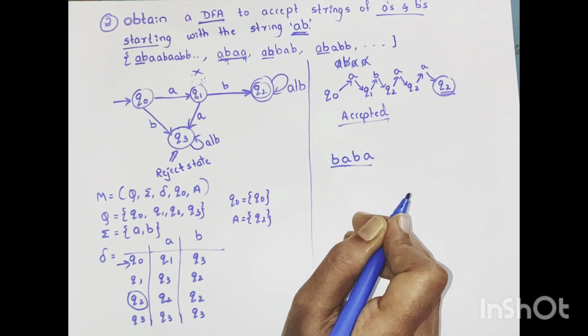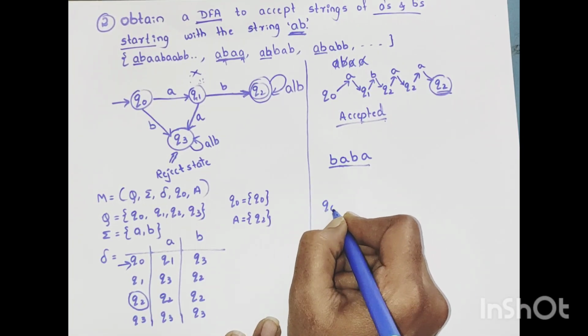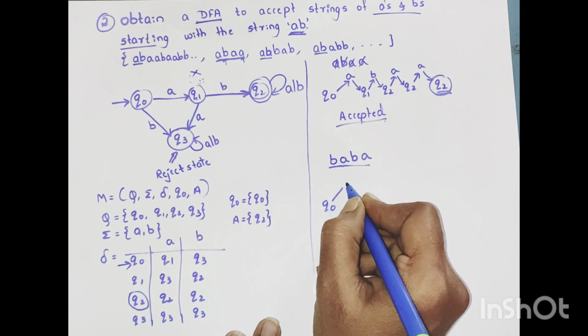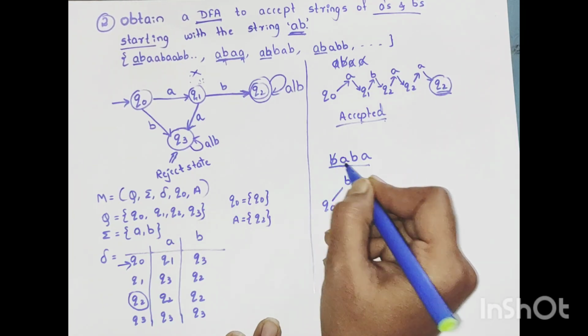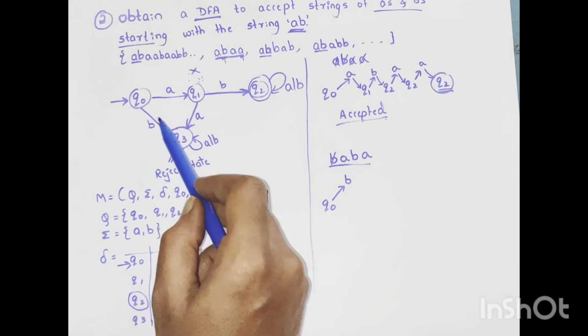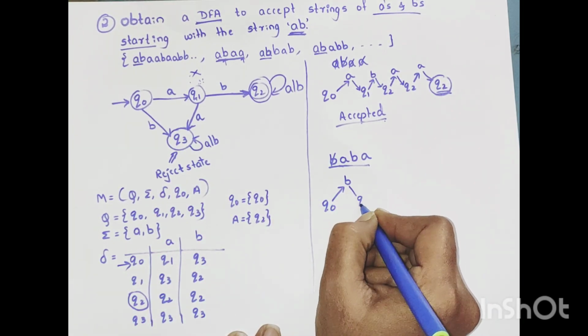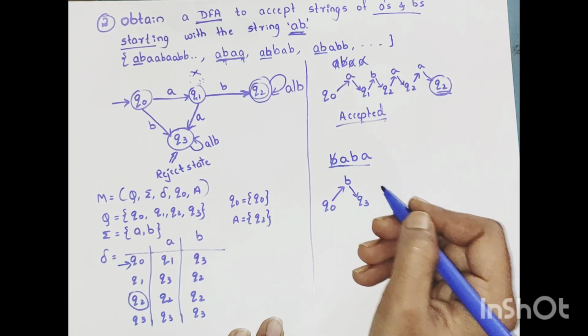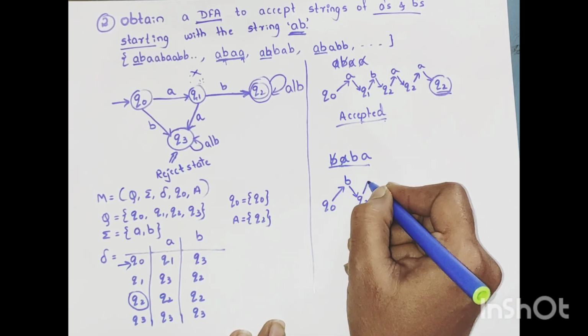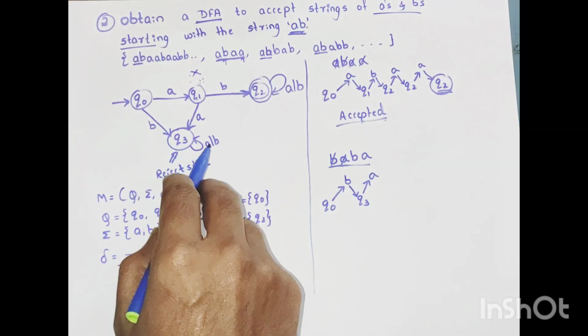Now as we know, it will start with the Q0 state. Initially the B symbol, this first symbol, will be parsed. Then the machine will enter into this Q3. The next symbol is A, so A will be parsed from this Q3 state. So here Q3 A will be parsed.